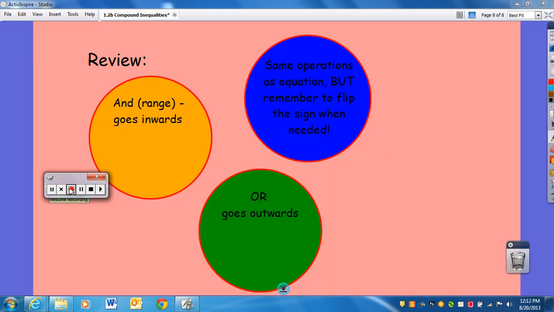So when you're solving compound inequalities, be sure if it is a range that you remember that is the word and, and it's shaded in the middle or going inwards. If it's an OR situation, that means it's a choice and it's going to be two separate sections shading outwards. When we're solving, we use the same operations as solving an equation, but please remember to flip the sign when you need to, when you divide or multiply by a negative number. Please continue with your reflection.